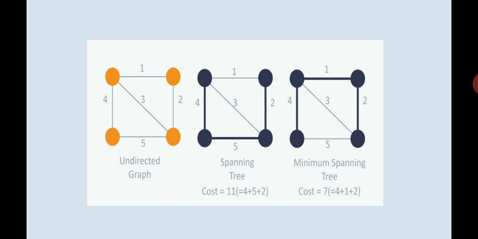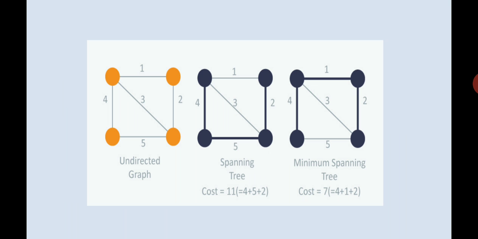So this is the total cost: 4 plus 5 is 9, 9 plus 2 is 11. Now this is the minimum, wherein 1 is joined, 2 is joined. So 1 and 2 is 3, 3 and 4 is 7. So 7 happens to be the minimum.